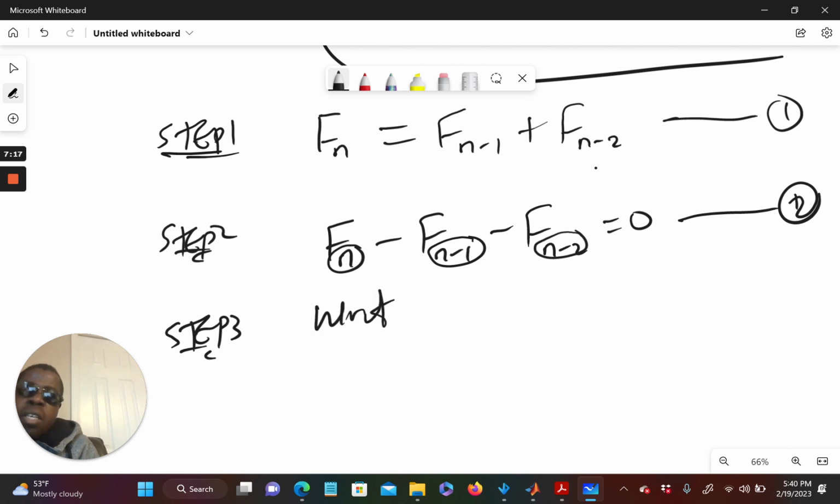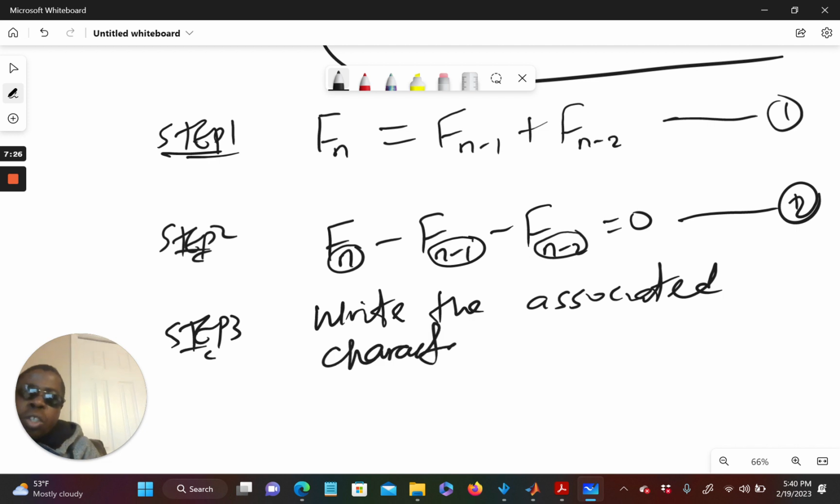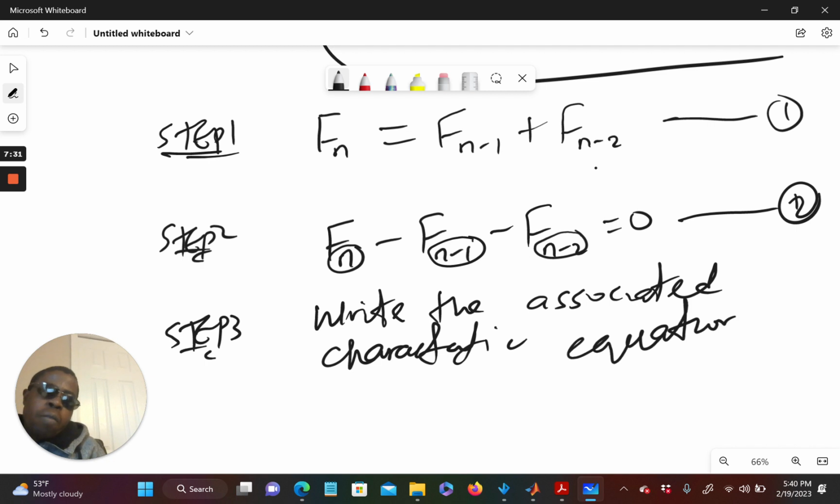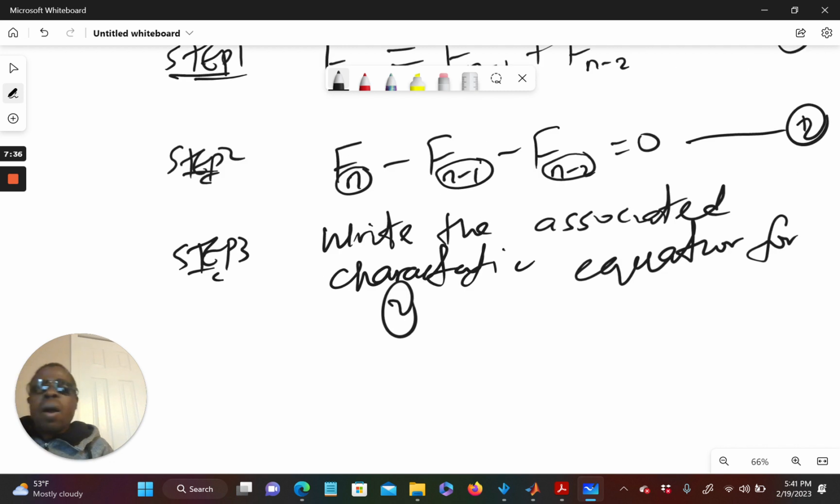write the associated characteristic equation for equation 2 here. Now, when we talk about a characteristic equation, it is just a quadratic, a polynomial of degree 2, a quadratic function corresponding to the F's here.